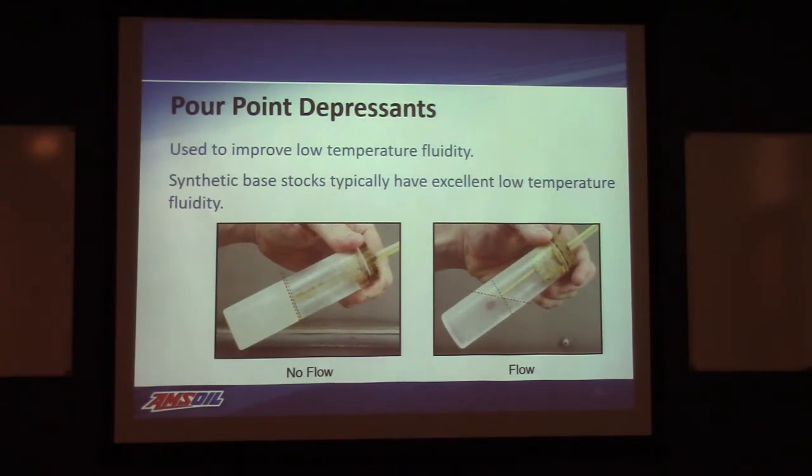So to keep that from happening or reduce its effect, they'll put pour point depressants in oils that have high paraffinic content. This doesn't stop wax crystals from forming, but it inhibits them from agglomerating and forming these large structures. So it allows the oils to be used at significantly lower temperatures.